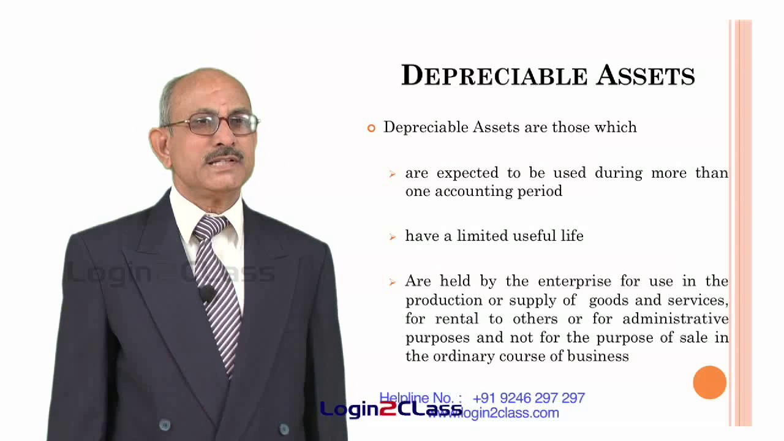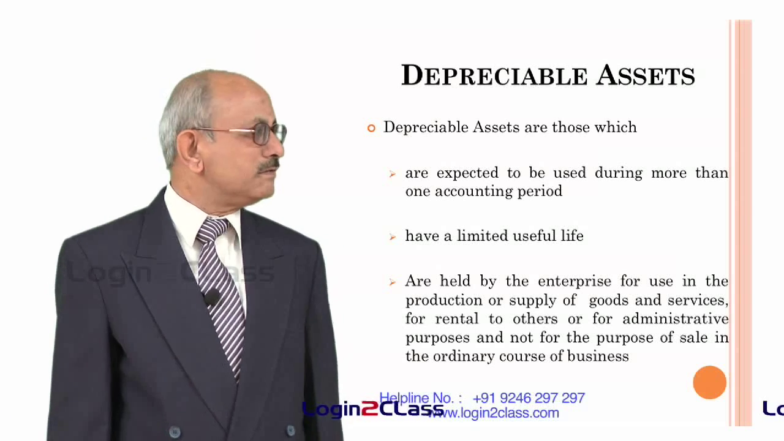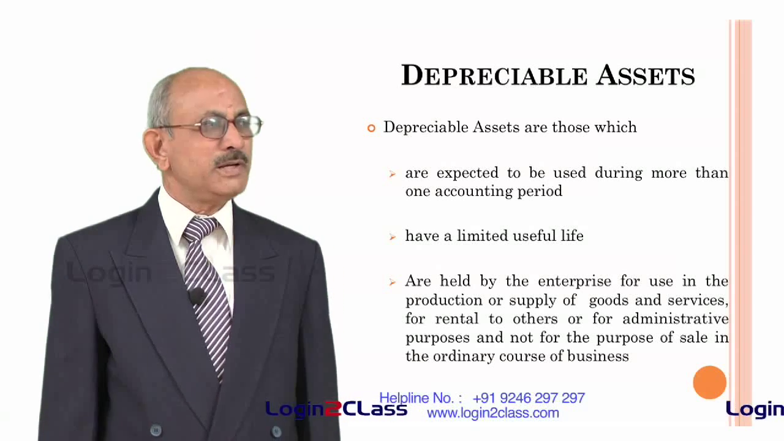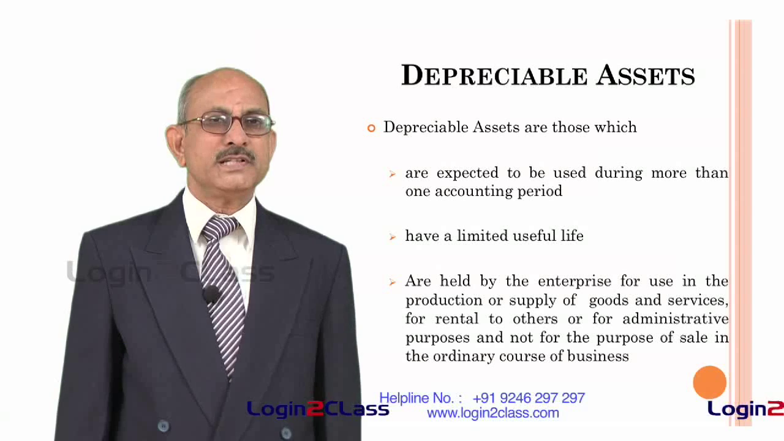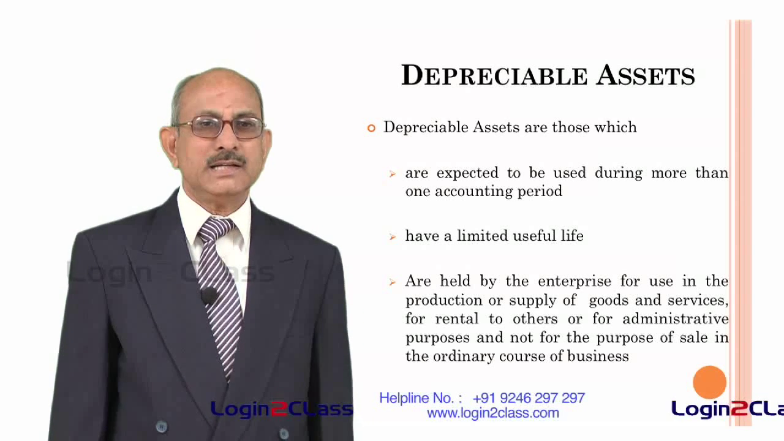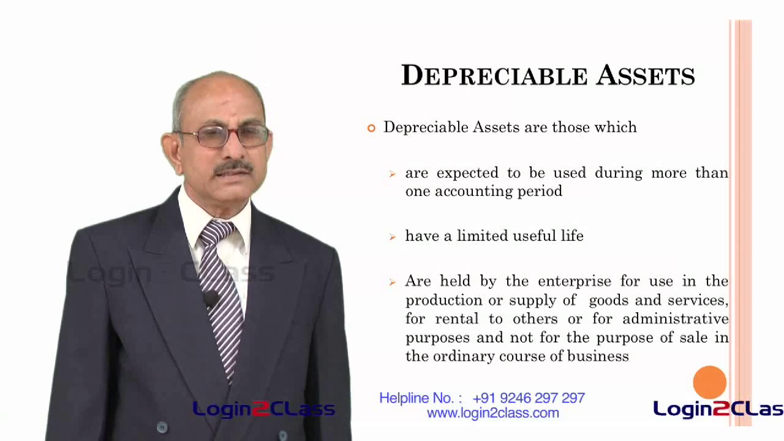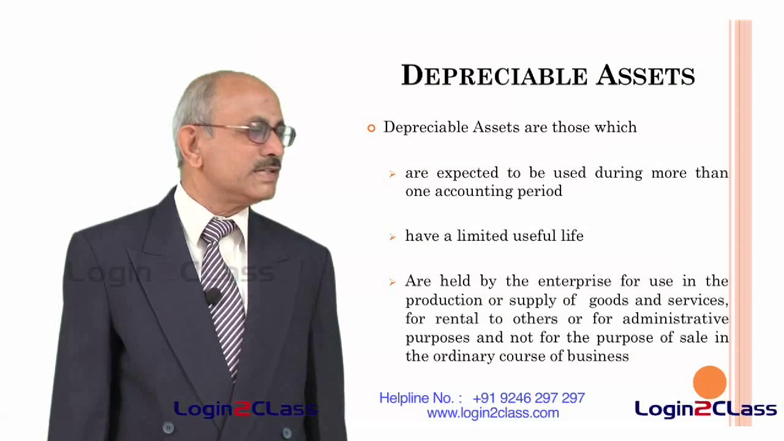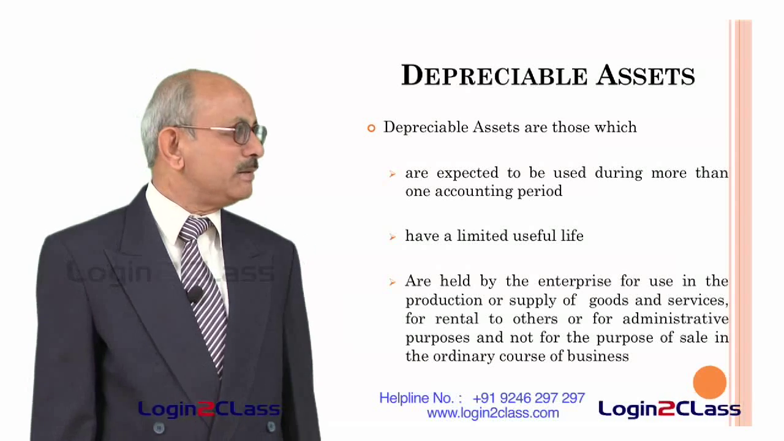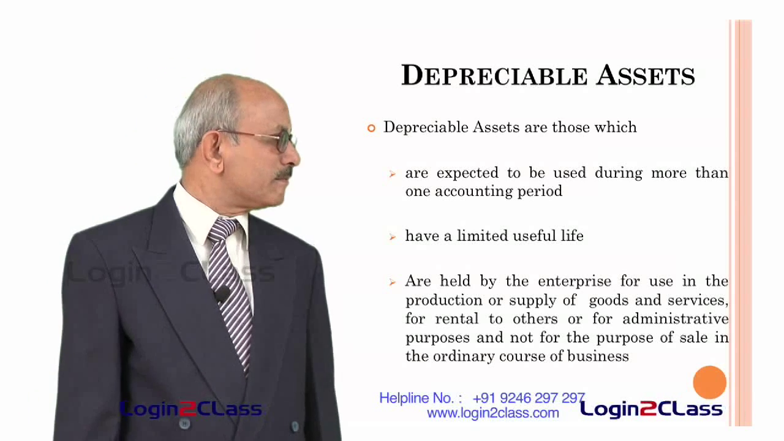That means depreciation can be provided only in case of depreciable assets. In the case of other assets which we normally call current assets, depreciation is not provided for. If some assets like machinery are held as current assets, then there is no question of providing depreciation for those assets. Therefore, the definition of depreciable assets is very important in accounting.